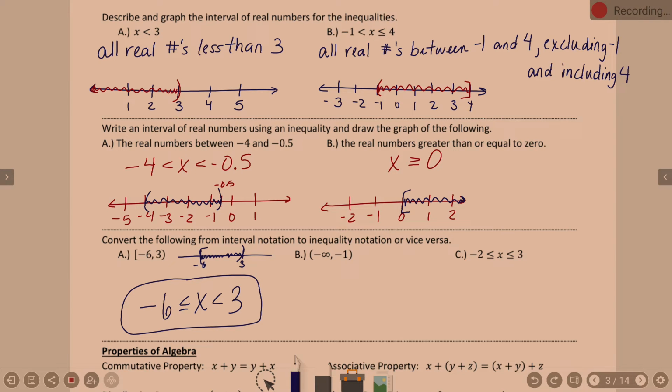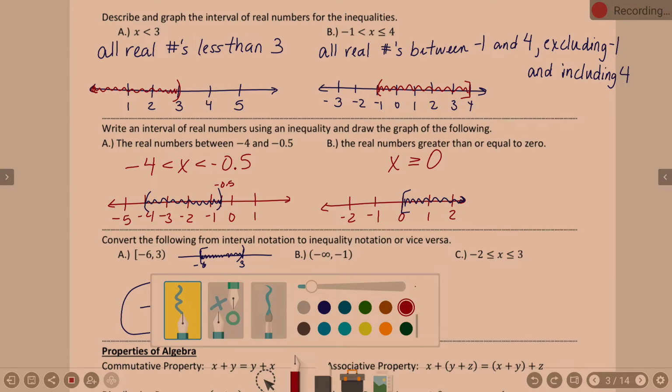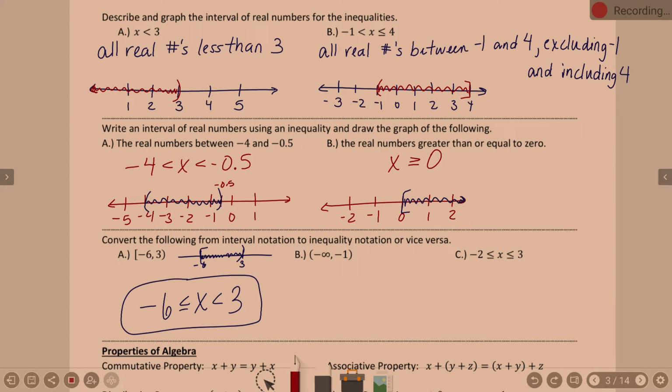Okay. Thoughts on B? -infinity to -1. What is that as an inequality? And again, if you need the graph to get you there. Isn't it just going to be x less than -1? Or do you need the negative infinity? No, not for inequality. Okay.